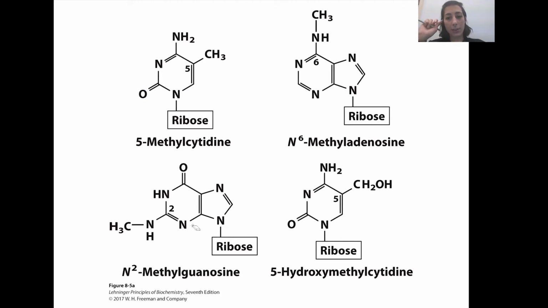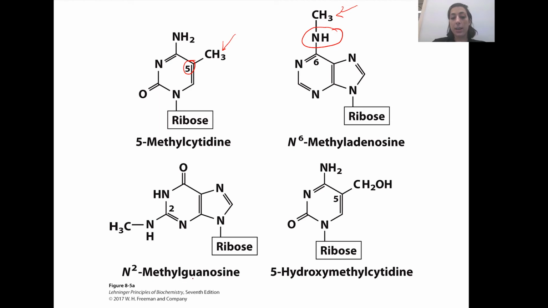So here's just to visualize some of those variations to different types of nitrogenous bases. We can see 5-methylcytidine, which I gave as an example. We're on the 5 position. Again, we have a methyl that's been added. This is the N6-methyladenosine, again on our 6th place. On the nitrogen part, we have a methyl that is added.